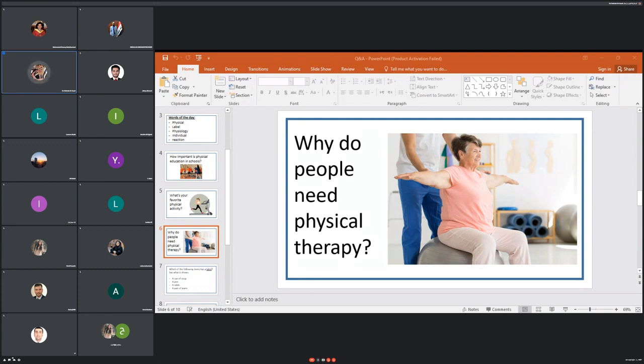Yes, Abdullah, you are saying something also? Yes, doctor. When the person needs some treatment in muscle or in bones.